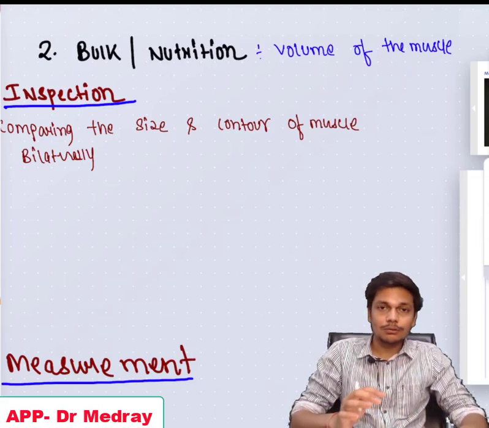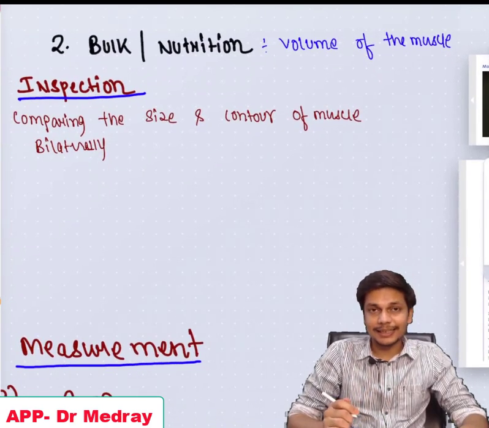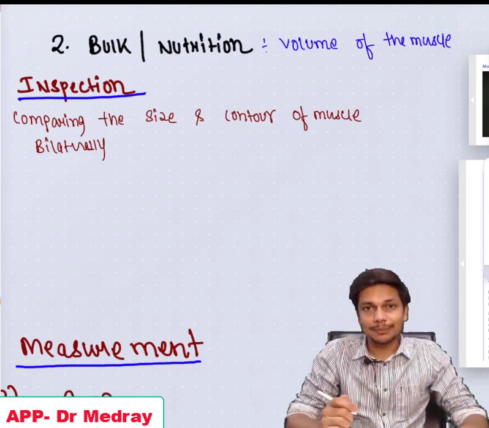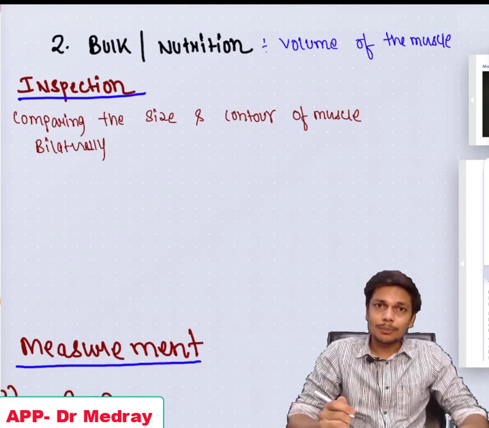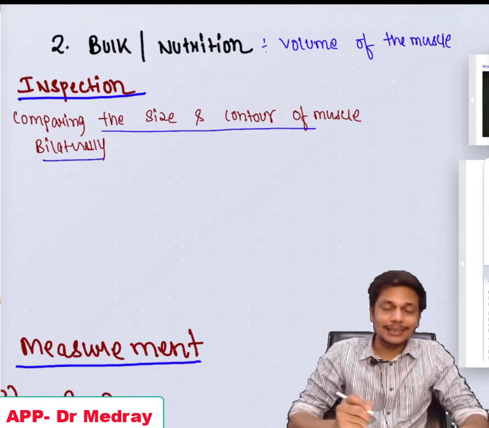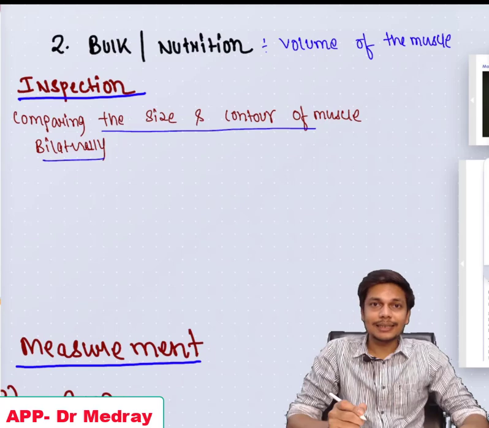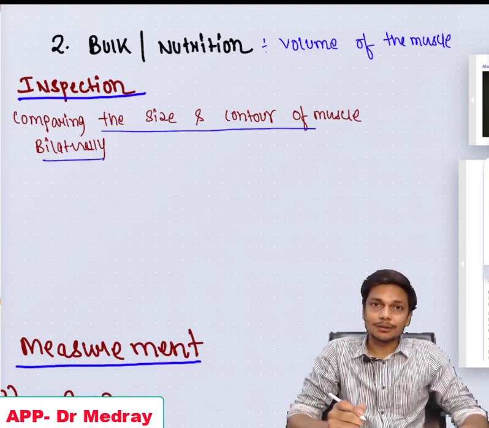So how do we look for the bulk of the muscle? We can inspect the muscles of the upper limb, the biceps, the triceps, the muscles of the thigh and the leg, and comparison or symmetry is more important. So compare the size and contour of the muscle bilaterally. If you see in a patient that on the right side there is atrophy and on the left side the muscle volume is normal, this is pathological; it should not happen.